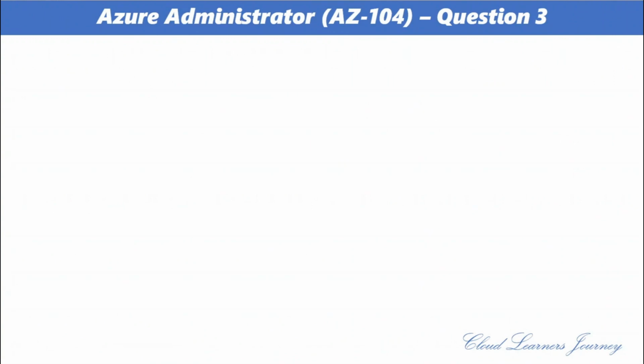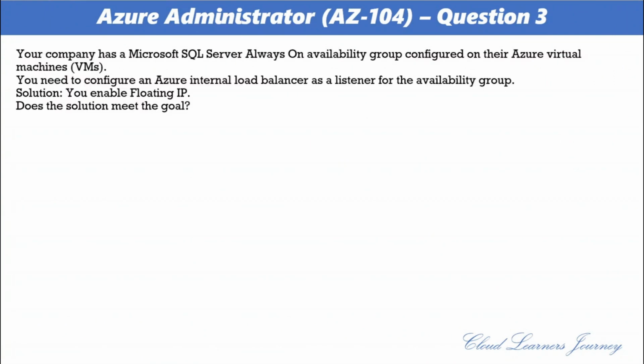Next, question number 3. Your company has a Microsoft SQL Server Always On Availability group configured on their Azure virtual machines. You need to configure an Azure internal load balancer as a listener for the availability group. It is same as previous two questions, but the solution is different. And the solution is, you enable floating IP. Does the solution meet the goal? And the options are A, yes, B, no. And the correct option is A, yes.